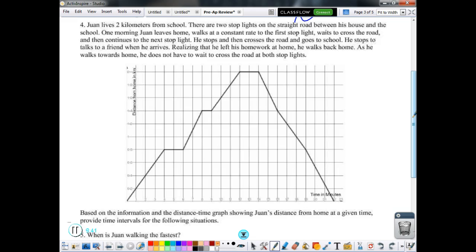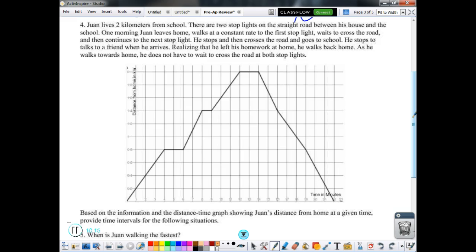Okay, Juan lives 2 kilometers from school. There are 2 stoplights on the straight road between his house and the school. One morning, Juan leaves home, walks at a constant rate to the first stoplight, waits to cross the road, and then continues to the next stoplight. He stops and then crosses the road and goes to school. He stops to talk to his friends when he arrives. Realizing that he left his homework at home, he walks back home. As he walks towards home, he does not have to wait to cross the road at both stoplights.